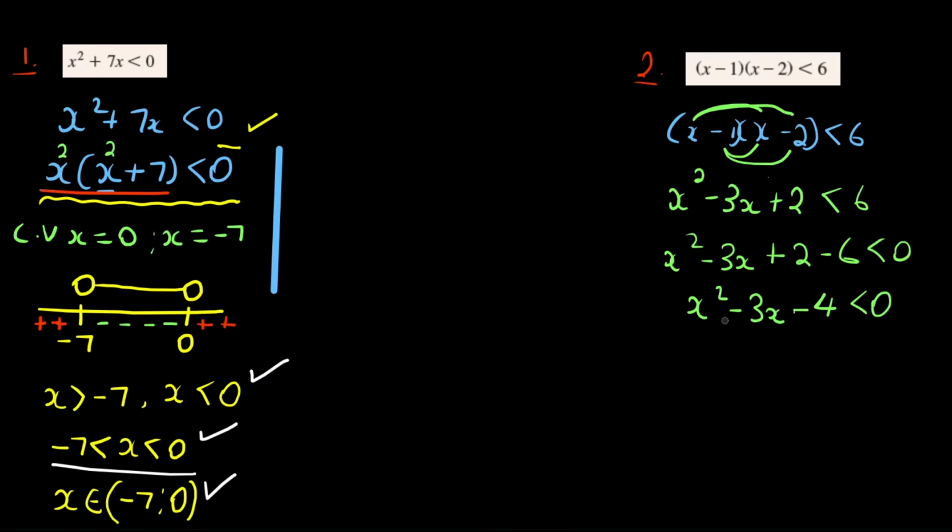It's less than 0. So what do we do? We now have a quadratic. We find the factors of 4 which, when you add or subtract them, will give you negative 3, and which, when you multiply them, give you negative 4. So the factors of 4, you can just write them on the side here.